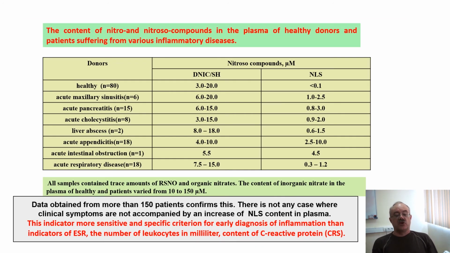Data obtained from more than 150 patients confirm this. There is not any case where clinical symptoms are not accompanied by an increase of nitrite-like substance in plasma. This indicator is more sensitive and specific than erythrocyte sedimentation reaction, number of leukocytes in milliliter, and content of the C-reactive protein.